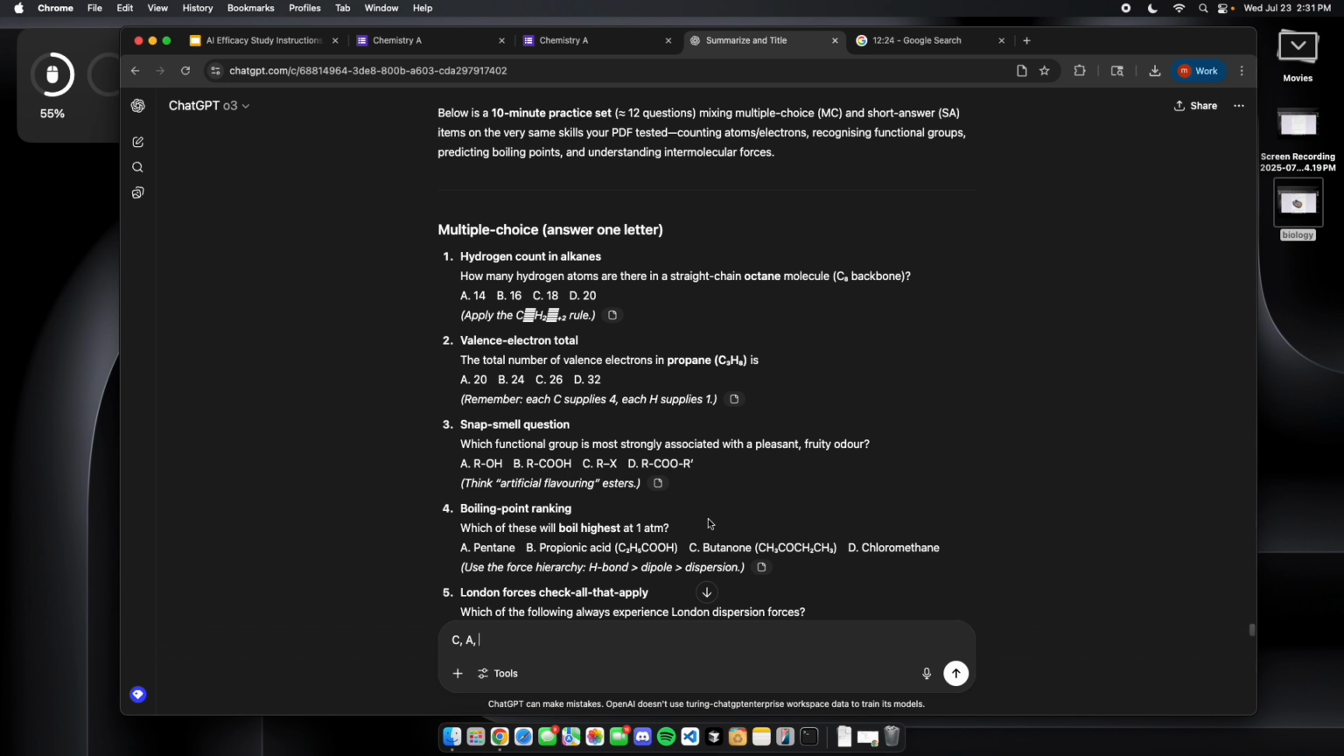Which functional group is most strongly associated with this pleasant fruity odor? I know this one. This one is D.